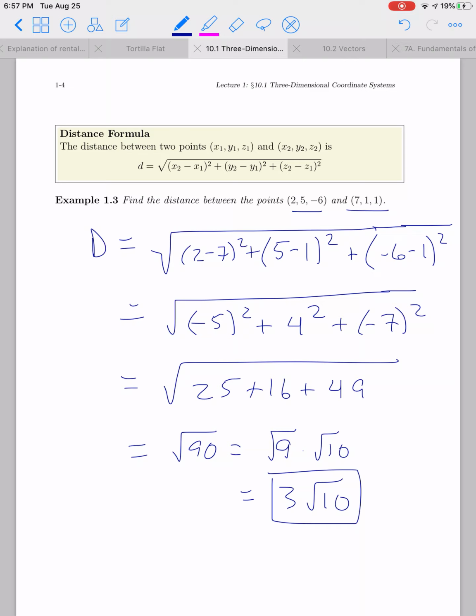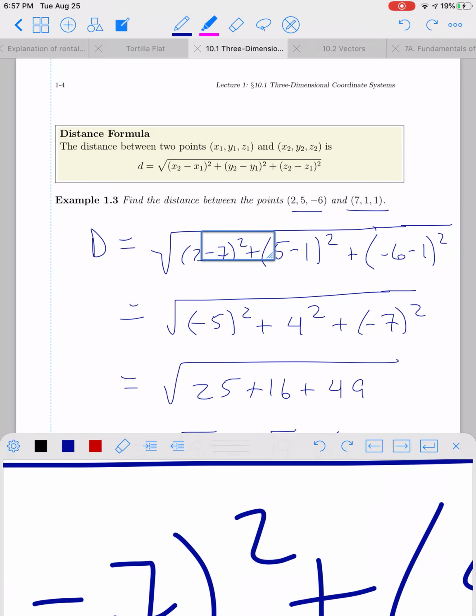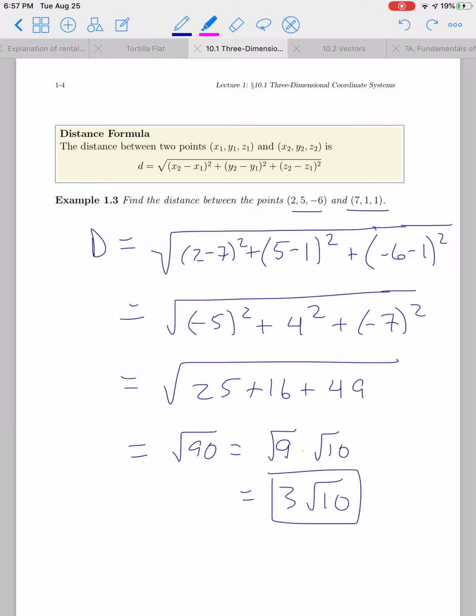So 3 root 10. Again, the distance formula is the same thing as it was in R2, only now we've just tacked on a third component. Were we to deal with distances in 4 dimensions, what would happen? We'd probably have just one more letter. Over here we'd have W2 minus W1 squared. 4 dimensions is not so practical for engineers, so we'll just avoid that.